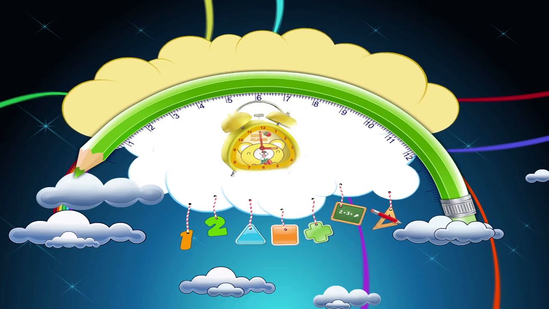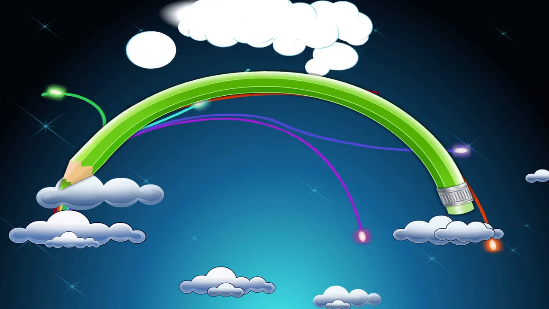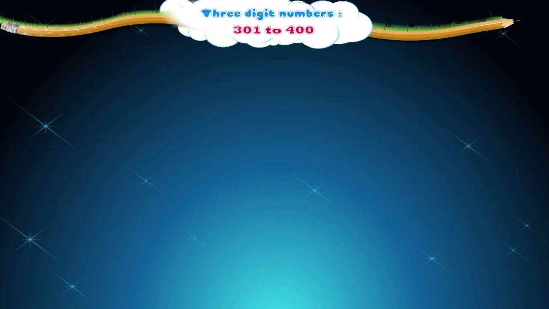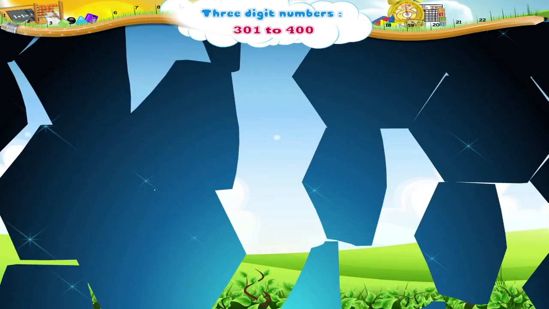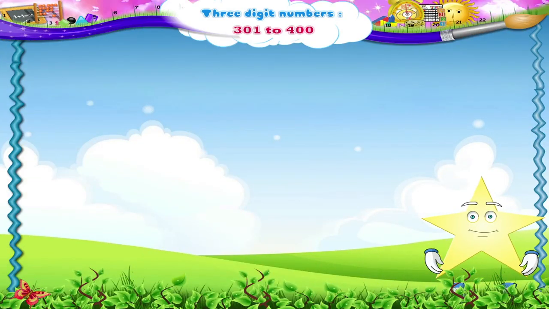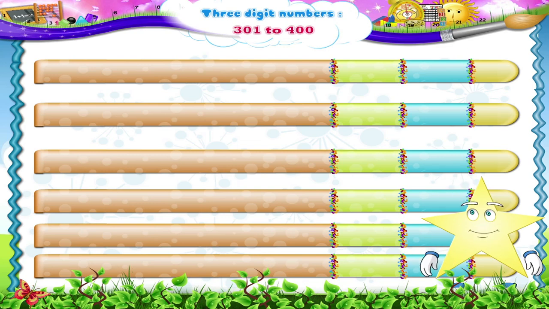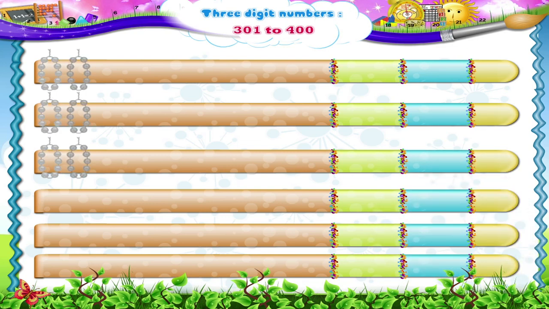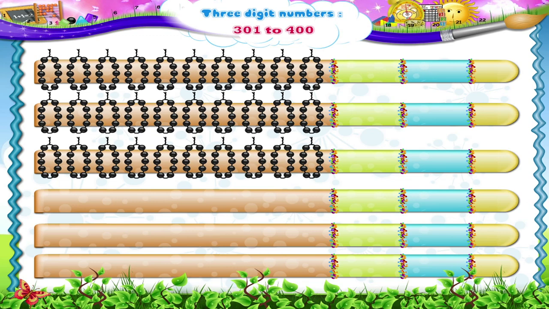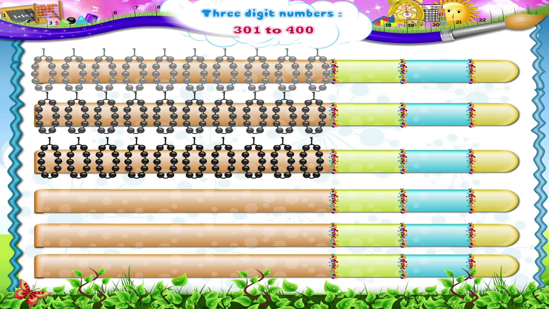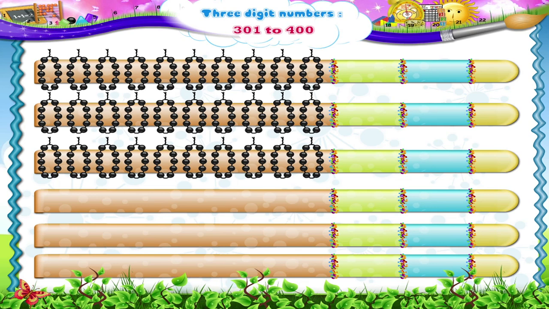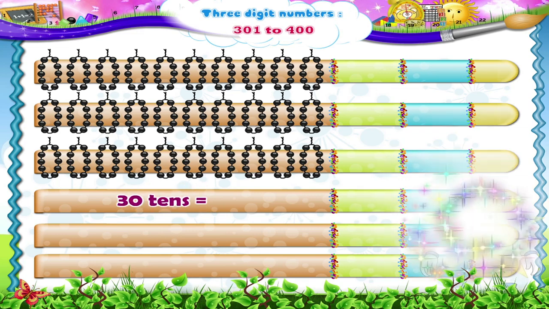Three-digit numbers, 301 to 400. Starry, do you remember how three-digit numbers are formed? Okay, then look at these garlands of beads. There are 30 garlands with 10 beads in each garland. So we can say that there are 30 tens.